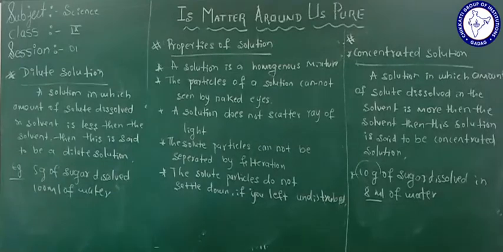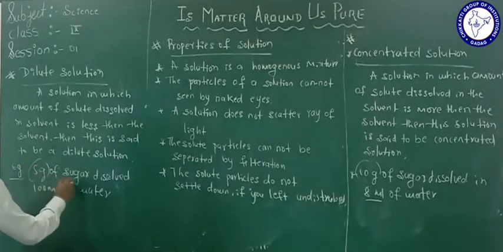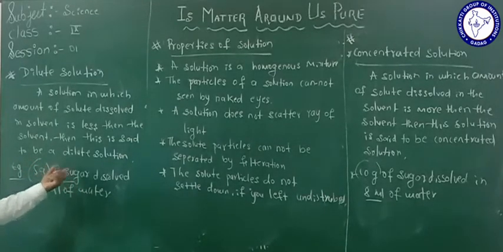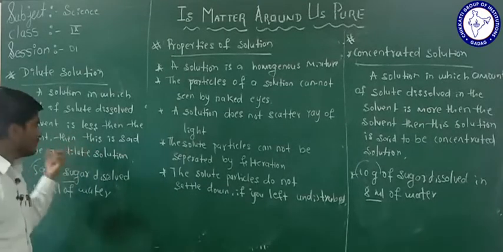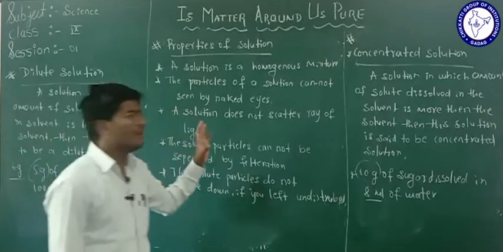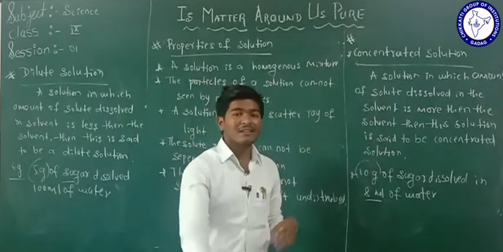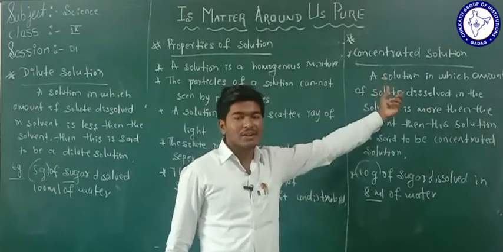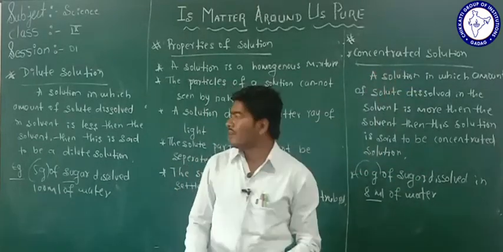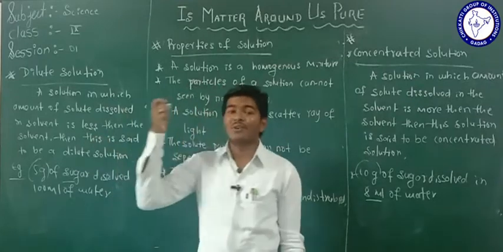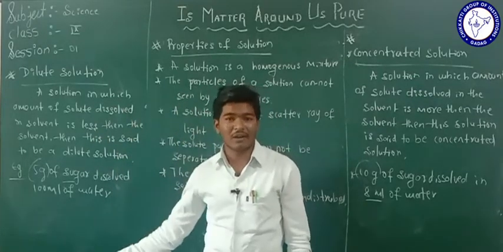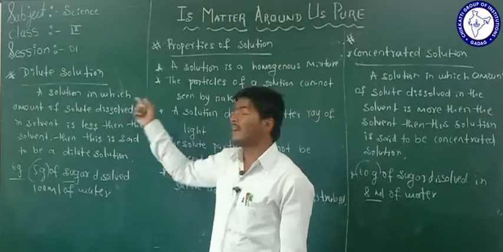Here, 5 gram of sugar is the solute. The amount of the solute is less than the amount of the solvent, then this solution is called a dilute solution. Simply, what is a concentrated solution here? If the amount of the solute is greater than the amount of the solvent, then the solution is called a concentrated solution. What is a dilute solution? If the amount of the solute is less than the solvent, then that solution is called a dilute solution.